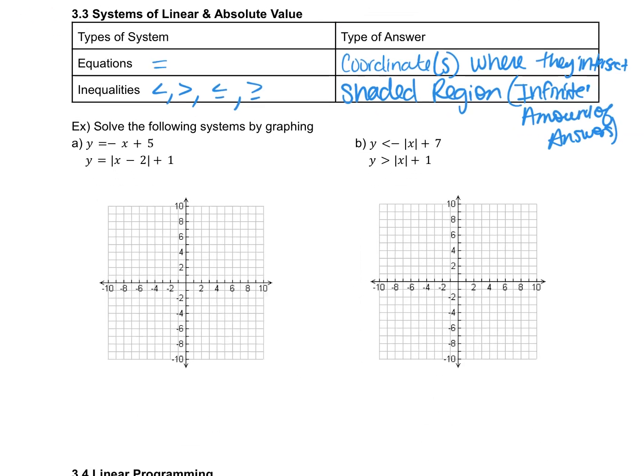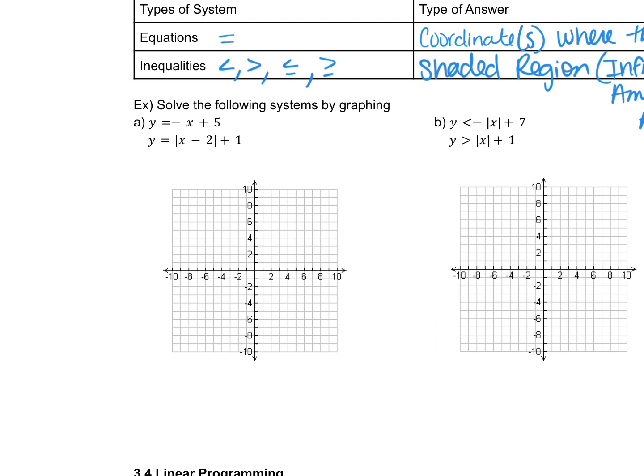Okay, so let's graph this one. So A, is this going to be a system of equations or a system of inequalities? The answer is equations because of the equal signs, of course. All right, this first one, y equals negative x plus 5, that is a line. There's no absolute value. So go to 5, and then your slope is negative 1. So go ahead and do that.